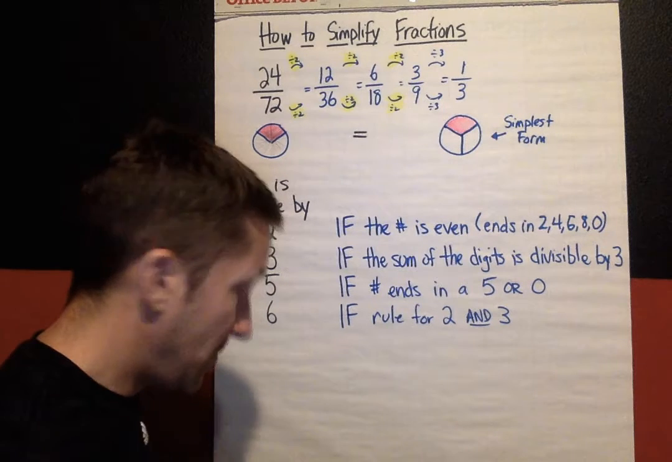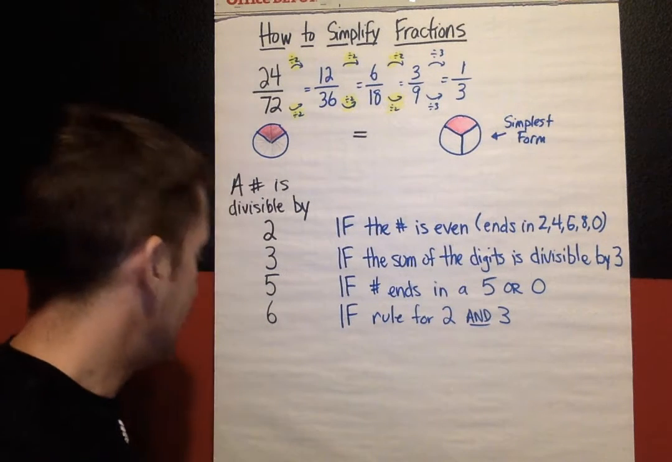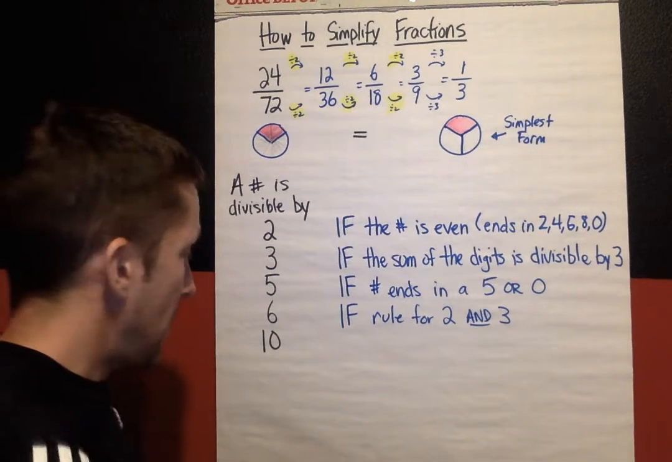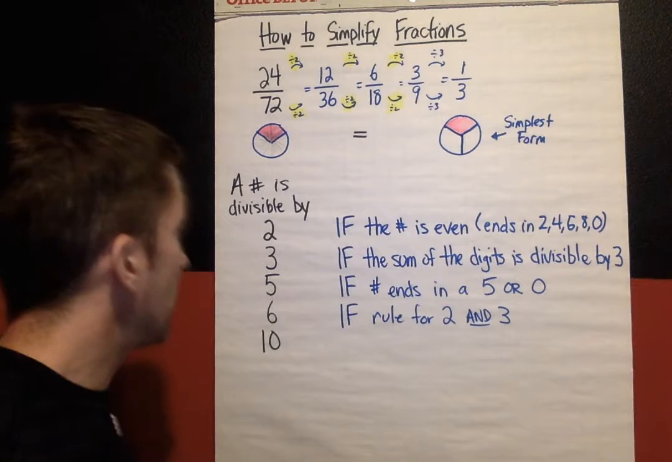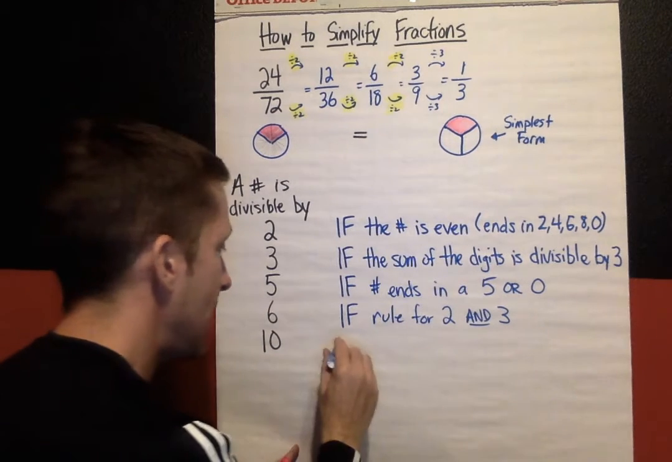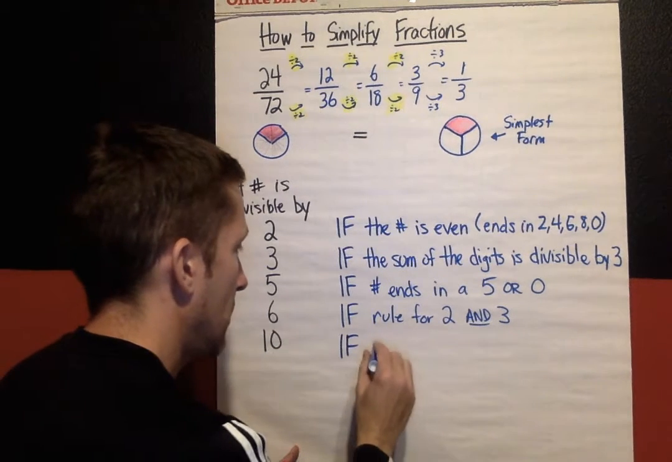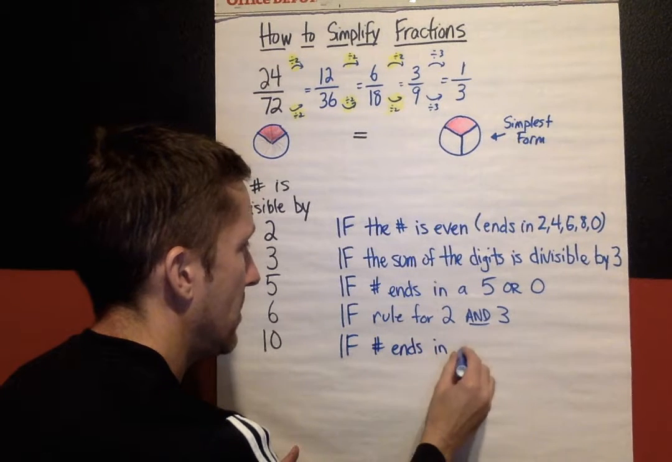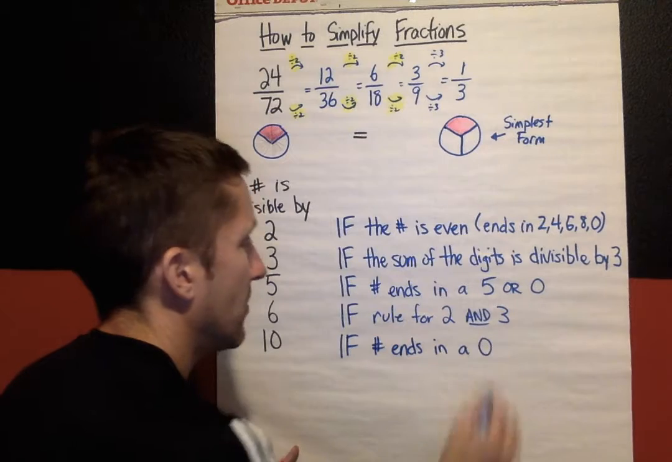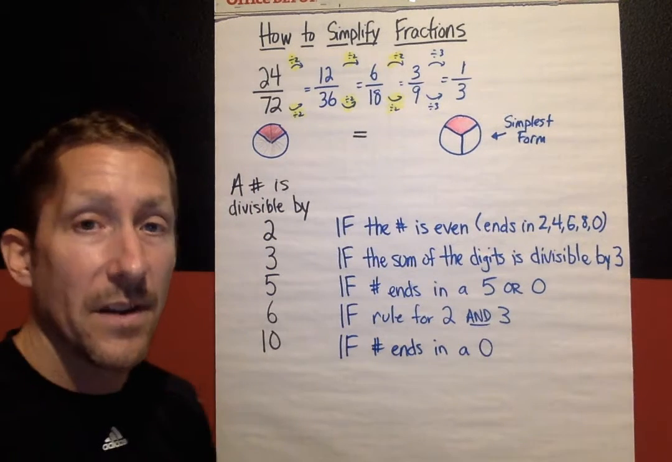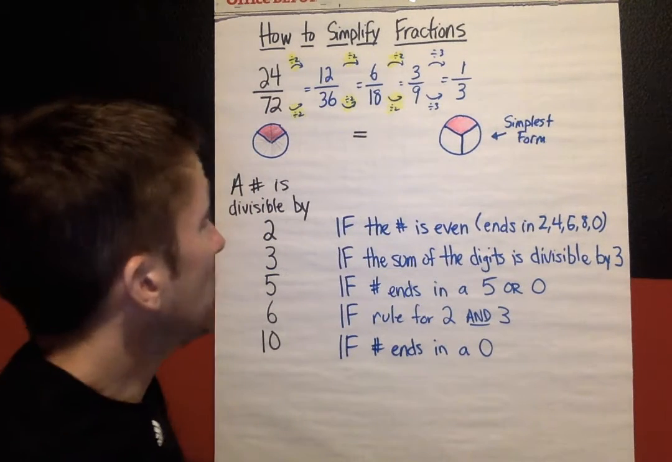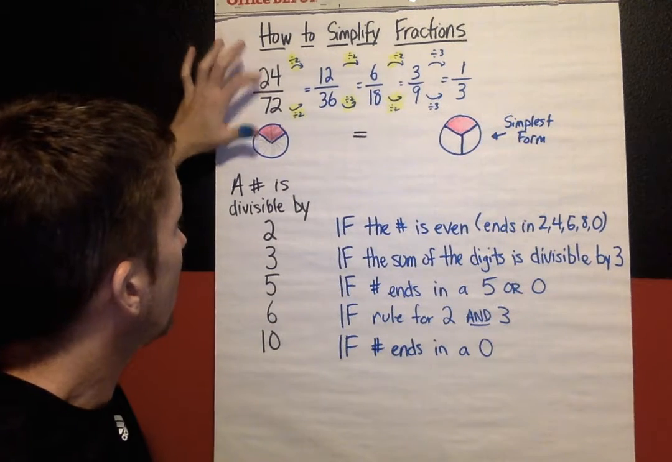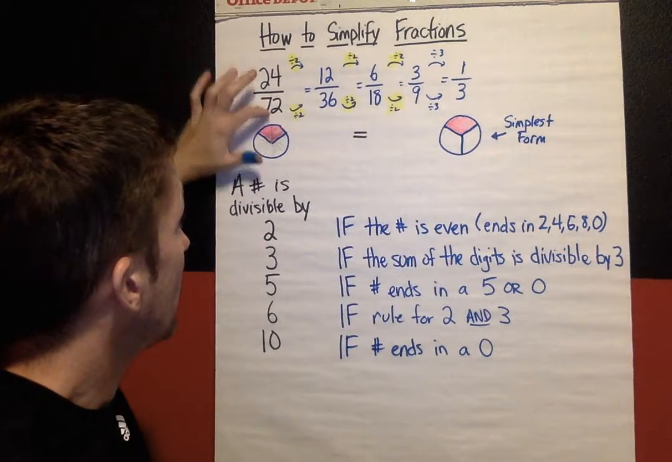Last one that we'll do is 10. Okay, a number is going to be divisible by 10 if the number ends in a 0. 10 is going to go into it. So this is your goal for simplifying, is finding a common factor of both numerator and denominator.